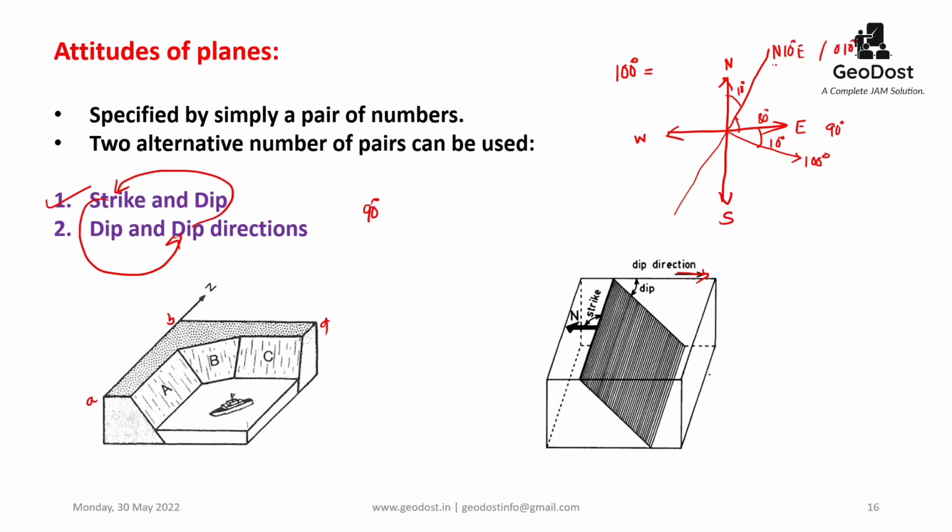Remember, this one I have also discussed earlier, this is the quadrant convention, this is the azimuthal convention, or you can say quadrant bearing and the whole circle bearing. So in this way you can identify the strike of a planar structure.